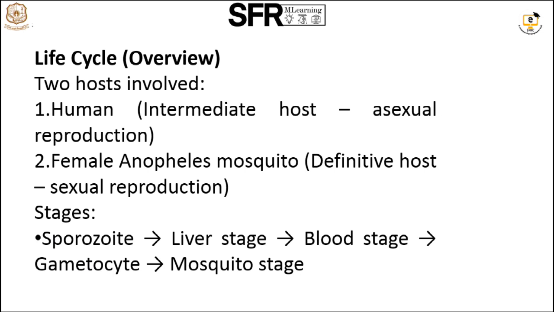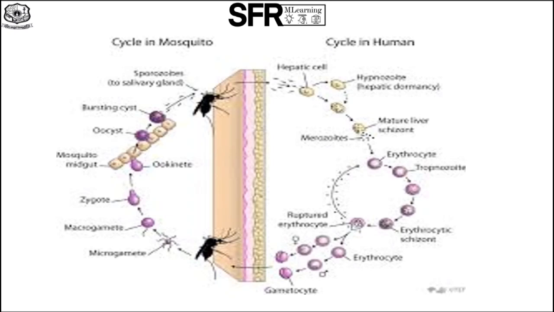Next, life cycle. This is an overview of the life cycle of Plasmodium. It requires two hosts, namely human and the female Anopheles mosquito. Humans serve as the intermediate host where asexual reproduction occurs, while the mosquito acts as the definitive host where sexual reproduction takes place. The major stages include sporozoite, liver stage, blood stage, gametocytes and mosquito stage. This is the diagrammatic explanation of the life cycle in humans and mosquito.